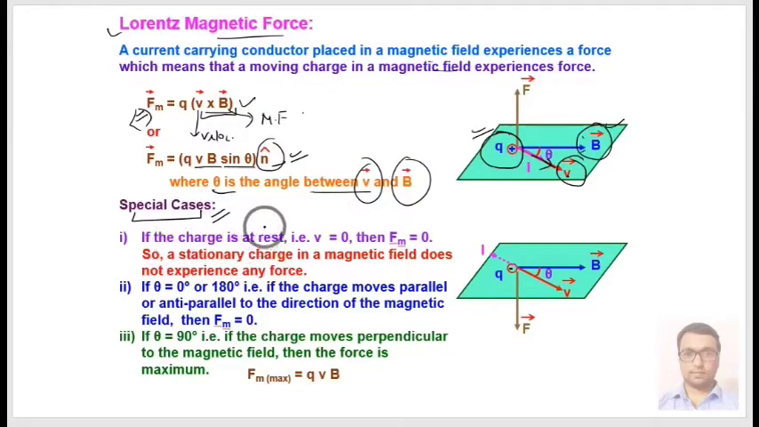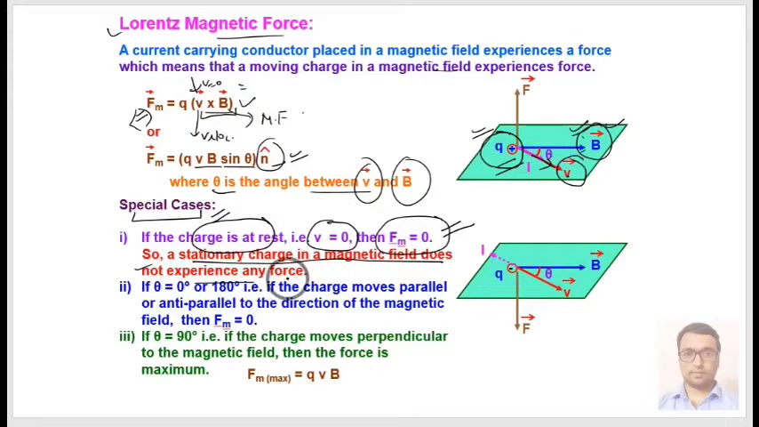For example, if your charge is at rest, meaning its velocity is 0. Suppose a magnetic field is given but the charge is not running. In that case, your magnetic force will become 0, because if you put v equal to 0 here, your answer will come out to be 0. So a stationary charge in a magnetic field does not experience any force.